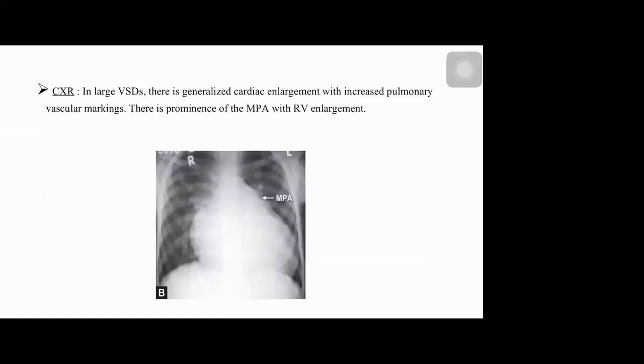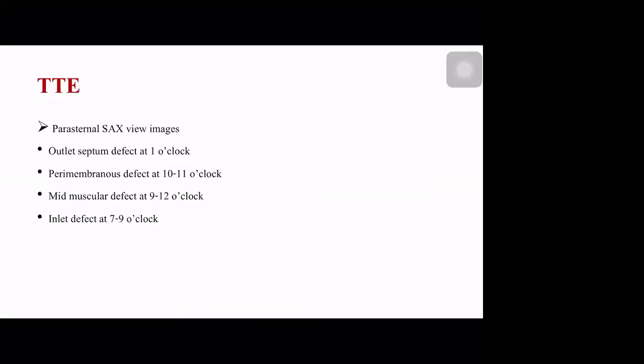What about the chest X-ray? The chest X-ray findings in case of large VSD are generalized cardiac enlargement with increased pulmonary vascular markings. There is prominence in the main pulmonary artery with RV enlargement. The findings of transthoracic echocardiography.